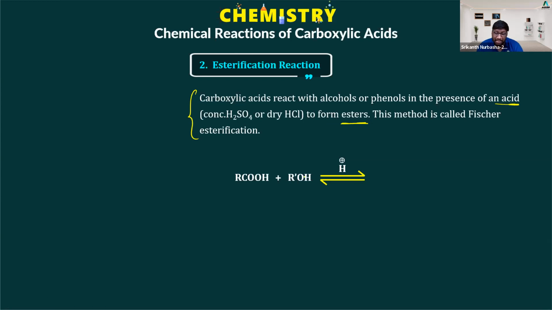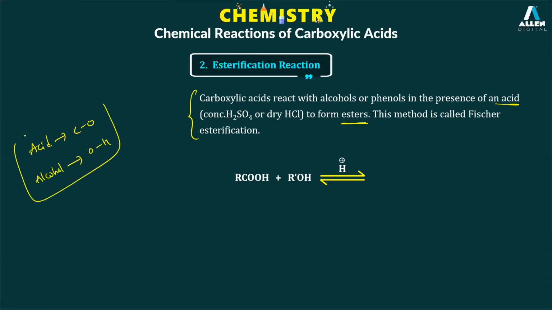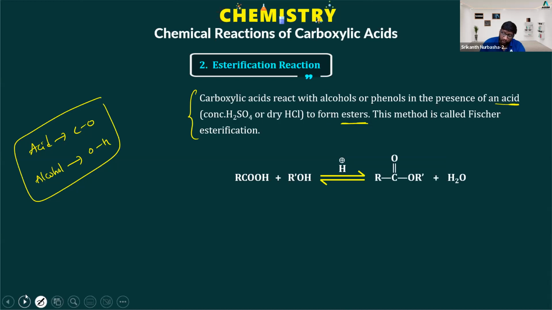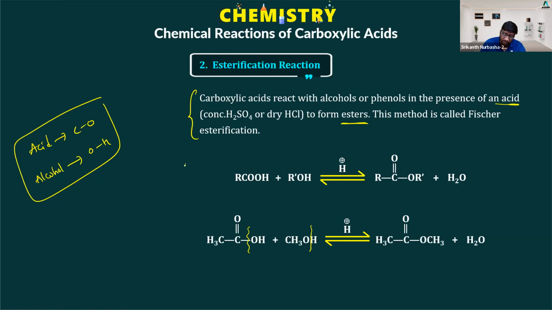Which bond is cleaved in acid, students? CO bond. Acid will undergo cleavage of the CO bond. Alcohol will undergo cleavage of the OH bond. Very good. R C double bond OH plus R dash OH will form R C double bond O R dash plus H2O. CH3 C double bond OH plus CH3 OH: the CO bond and OH bond are cleaved. You'll generate CH3 C double bond O CH3.